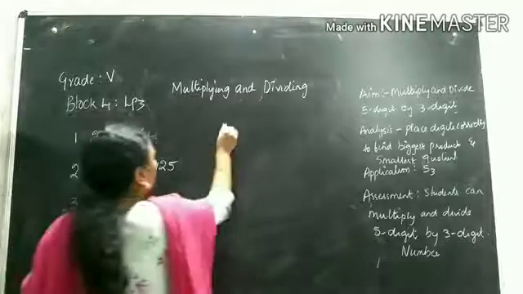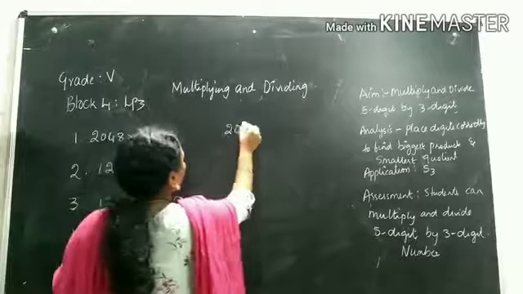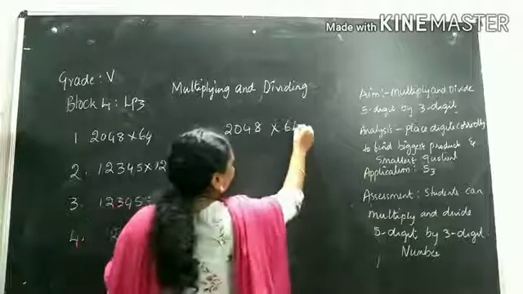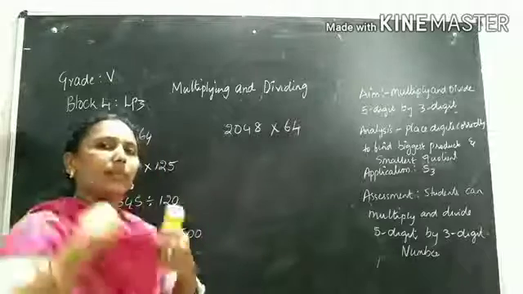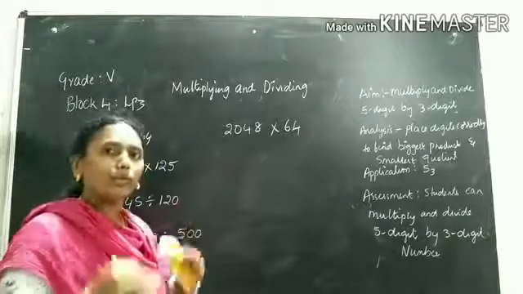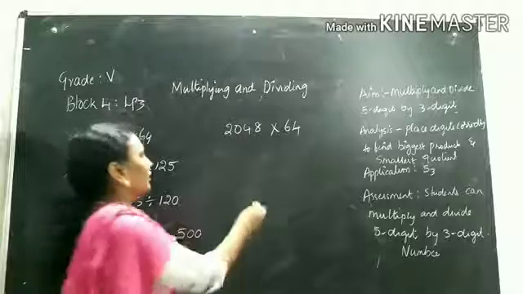Now see here, children. For example, 2048 into 64. This is a 4-digit number and a 2-digit number. We already know how to multiply. We are going to multiply by the column method.